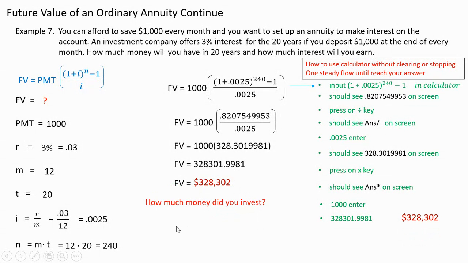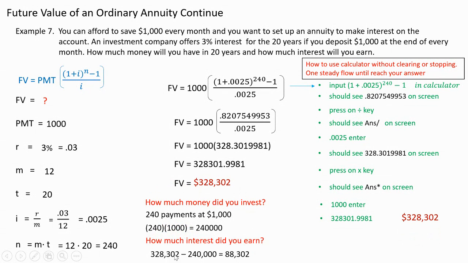So again, how much money did you invest? How many payments were there? We're going to multiply 240 times 1,000, because there were 240 payments of 1,000, which will give us 240,000. So how much interest did you earn, or how much extra money did you earn? We're going to subtract the 240,000 from the $328,302, which is $88,302, which is not bad. So that's how much money you earned in interest or extra money.